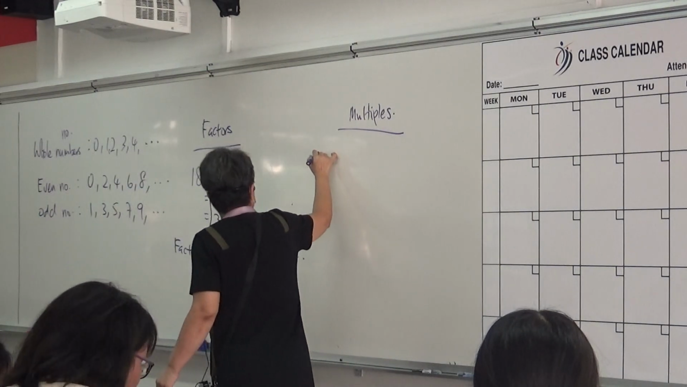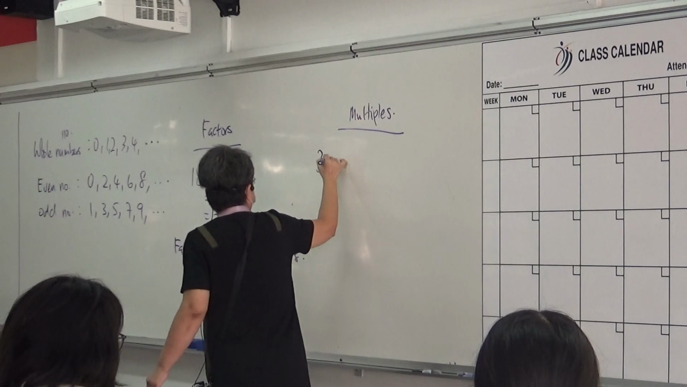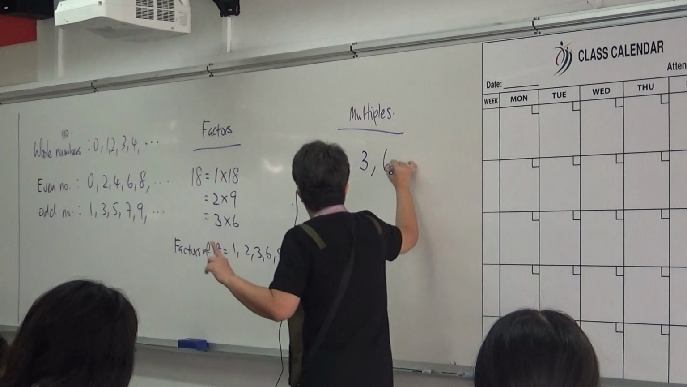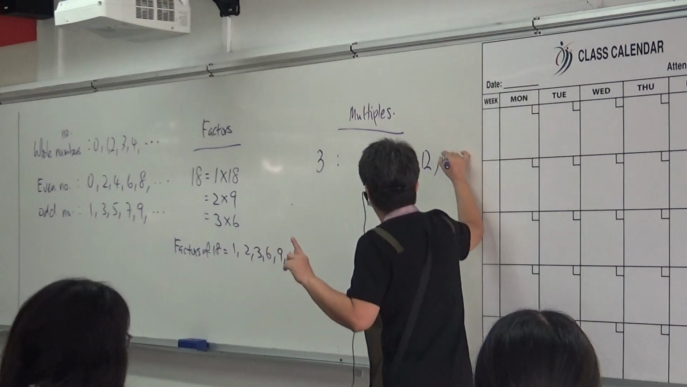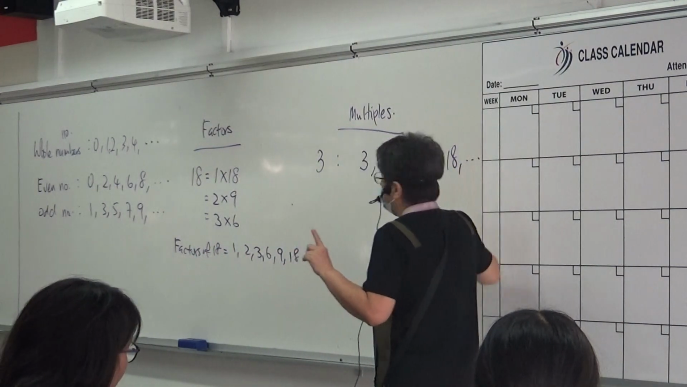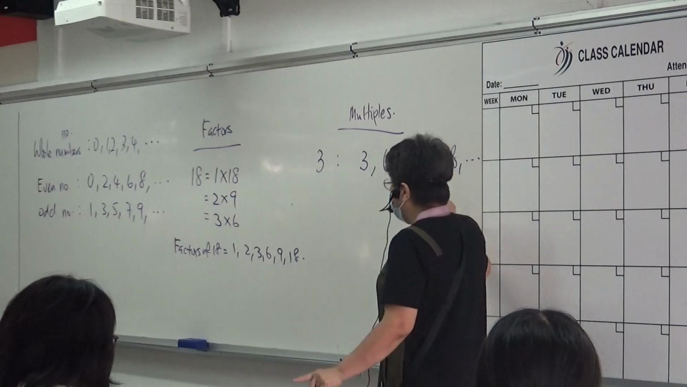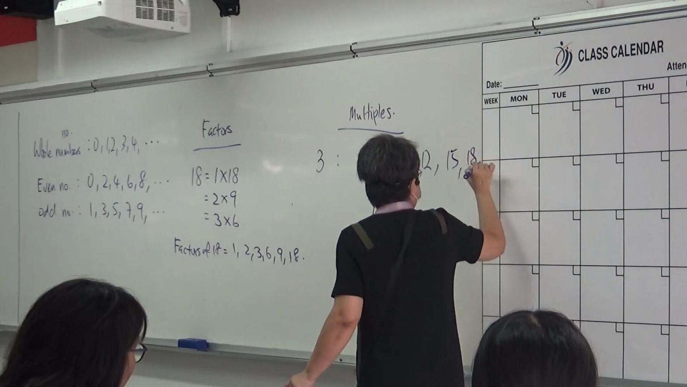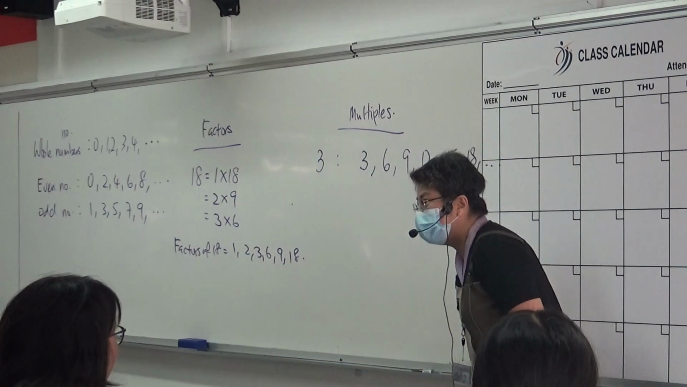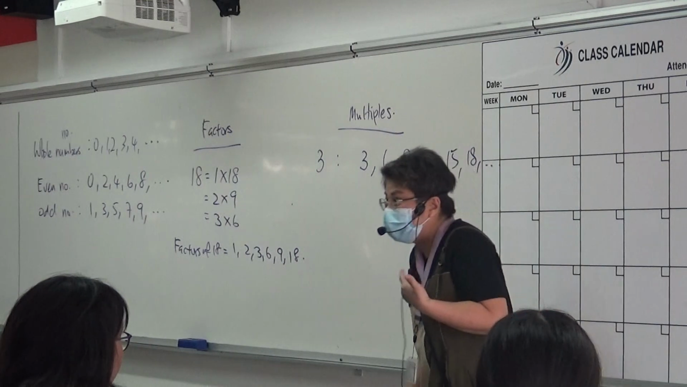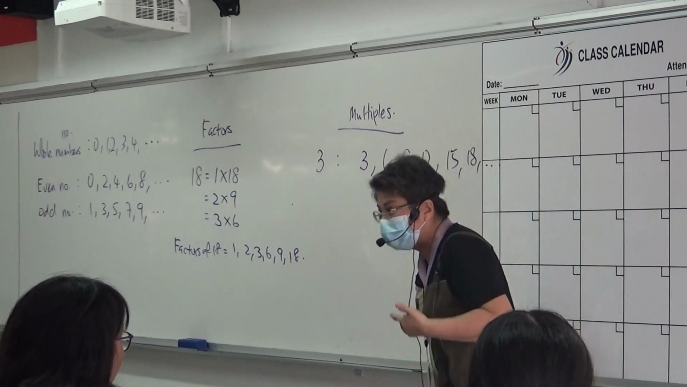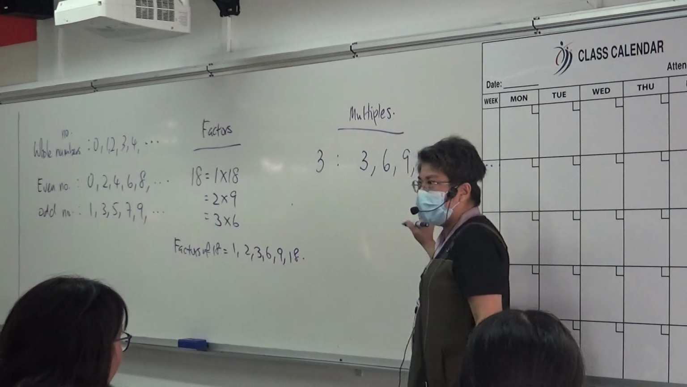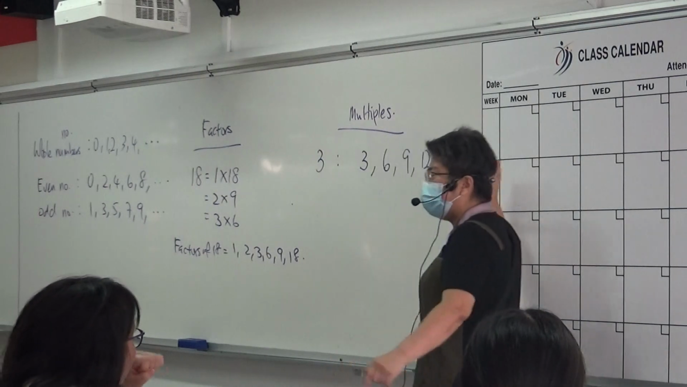For example, I want multiples of 3. So the first one is 3, 6, 9, 12, and then so on. Oh my God, what's that? Alright, 15, then 18. I missed out 15. You must tell me, you know. Don't let teacher go wrong and laugh at me for no reason. Now, can you see that this one will carry on forever?